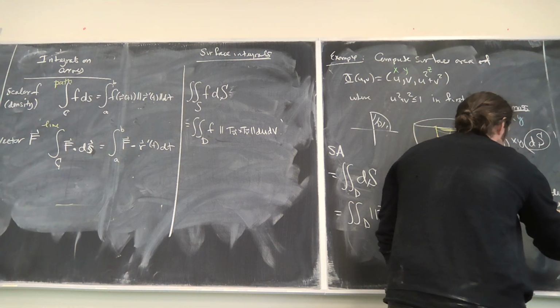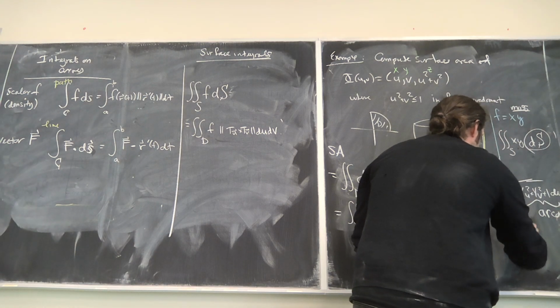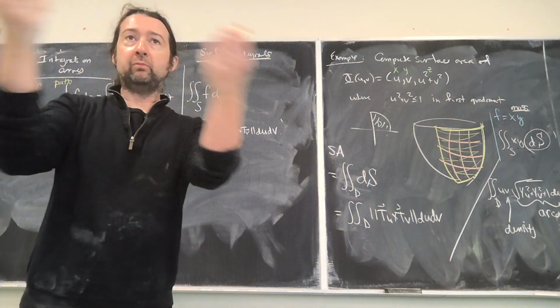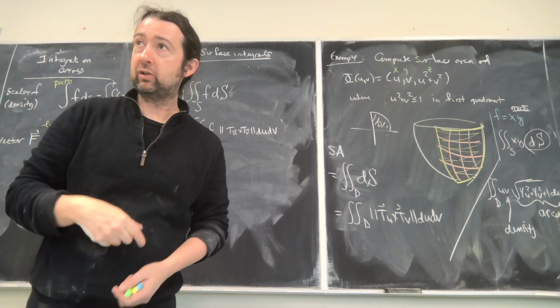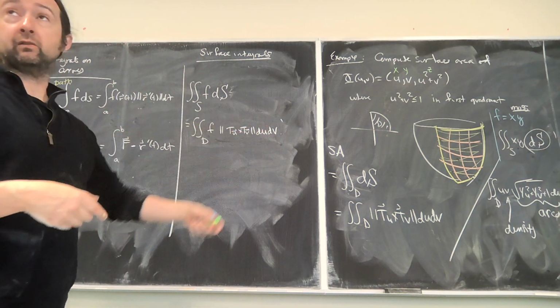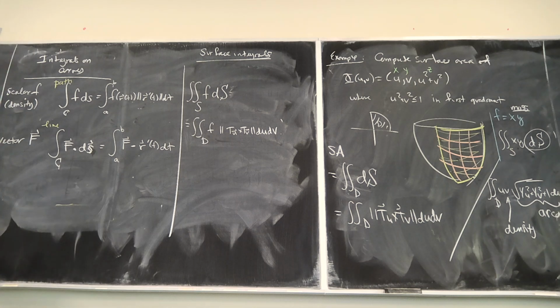This bit right here is area. That guy right there was density. So what I'm doing is I'm adding up a bunch of little masses. That's the interpretation of a scalar integral over a surface. It's the easiest interpretation. Density times area.